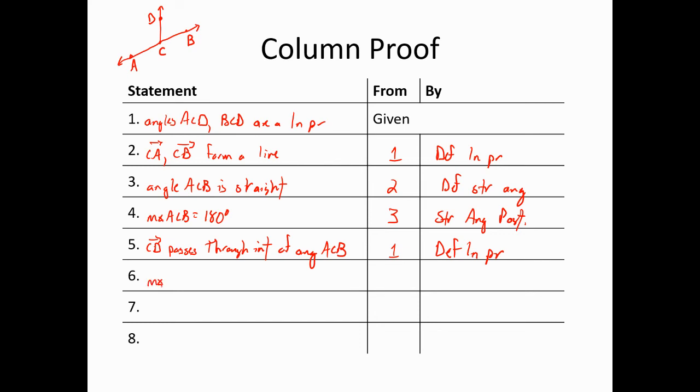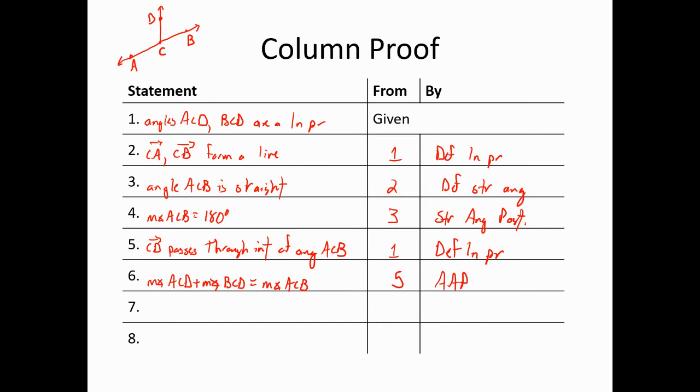So we can say that the measure of angle ACD plus the measure of angle BCD is the measure of angle ACB. And that comes from line number 5 by the angle addition postulate. What does the angle addition postulate need? It needs an angle and a ray that passes through its interior. And that's what we've got on line number 5. So the angle addition postulate tells us that the two subangles sum up to the whole.